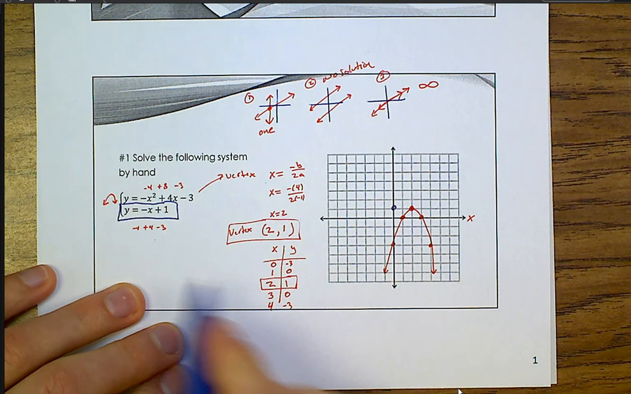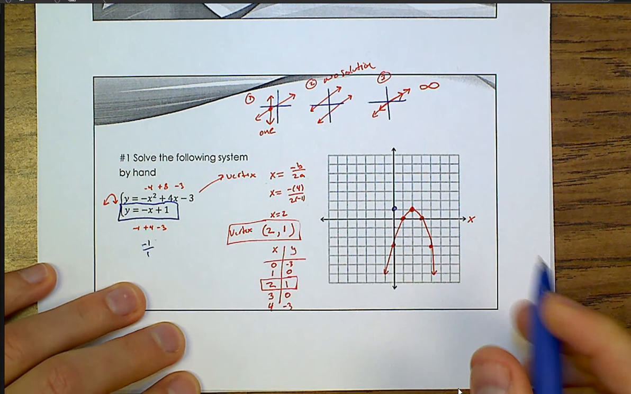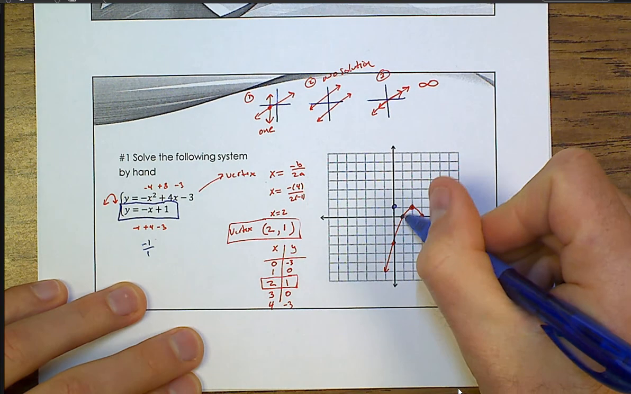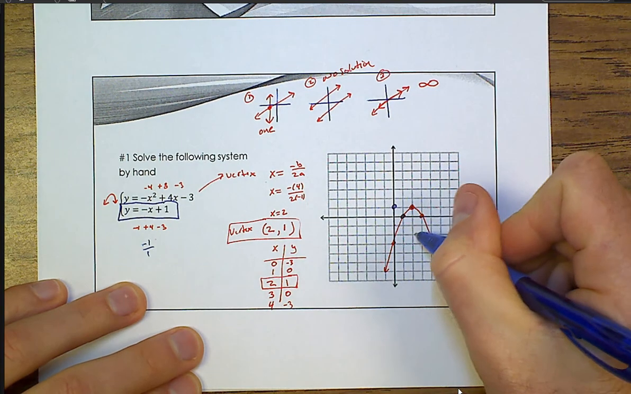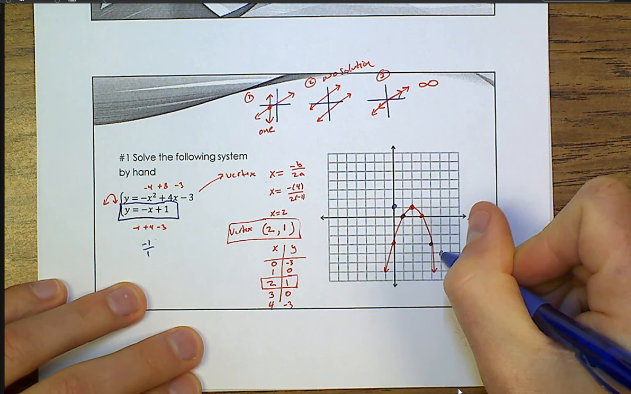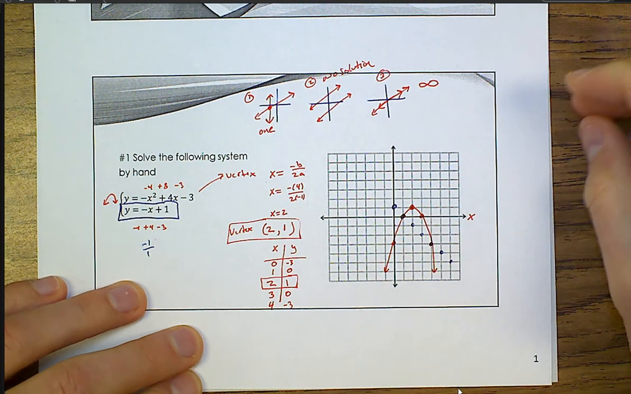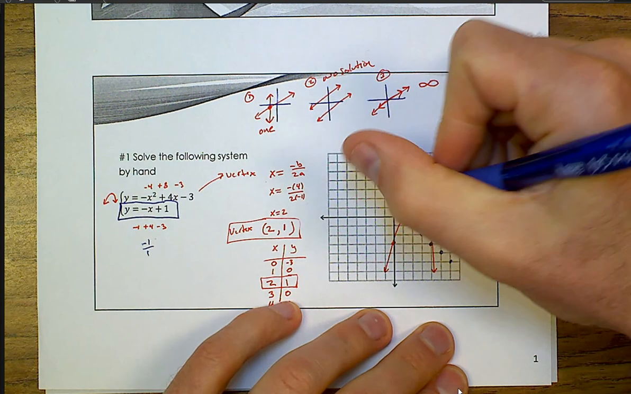My slope is negative 1, so in other words, it's down 1 and over 1. So I'm going to go down 1 and over 1, down 1, over 1, down 1, over 1, down 1, over 1. And you can put as many of these as you want on here, but essentially this is what you get, okay? And then we're just going to connect those dots.